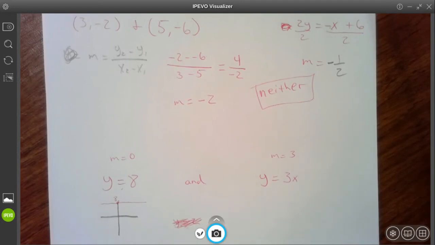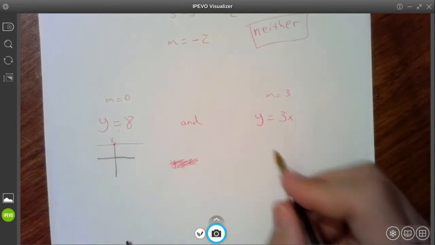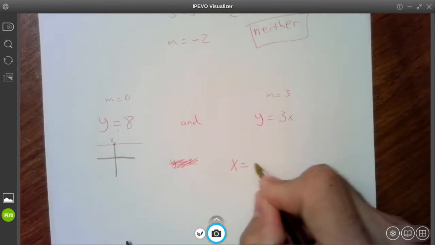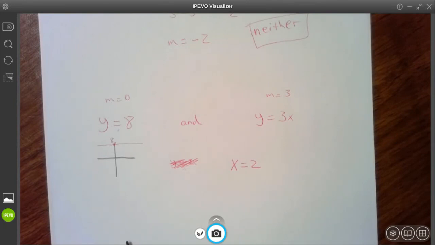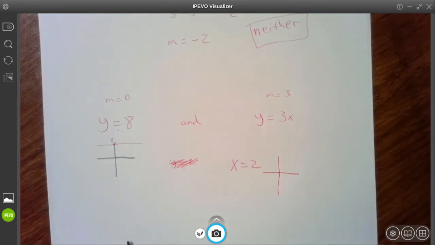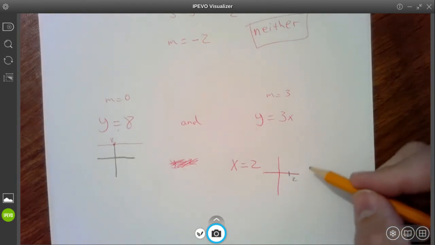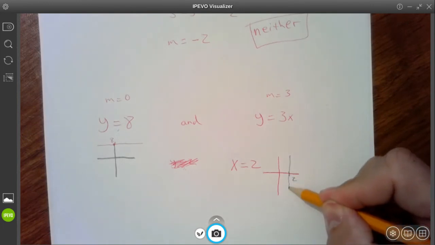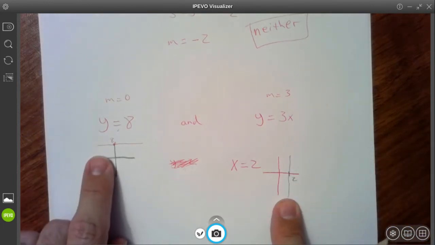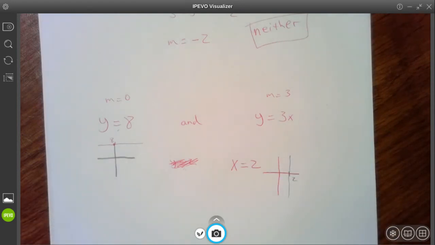But if instead, let's say I was comparing y equals 8 and x equals 2. Well, x equals 2, the graph of that one, those were the ones that were vertical lines. So I'd go to 2 on the x-axis and I'd draw a vertical line. And you can see here that they are going to be perpendicular to each other. When they cross, they're going to meet at a right angle with each other.